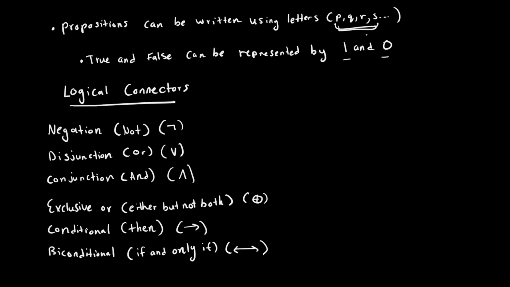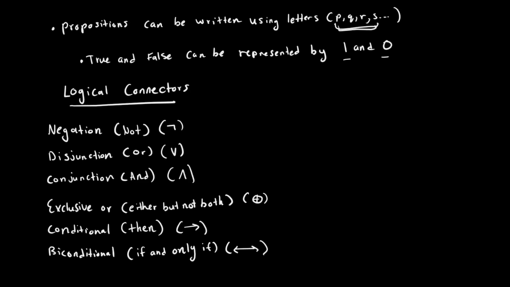Now, let's look at the idea of logical connectors. Logical connectors are really important when we want to write down a proposition, or even understand propositions in general. So let's start with our first logical connector, which is the negation. Negation just means not and is represented by this symbol over here. It kind of looks like a hand reaching out. Now let's look at the disjunction, which basically means or, and is represented by a V.